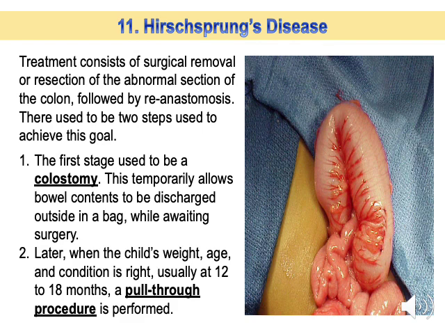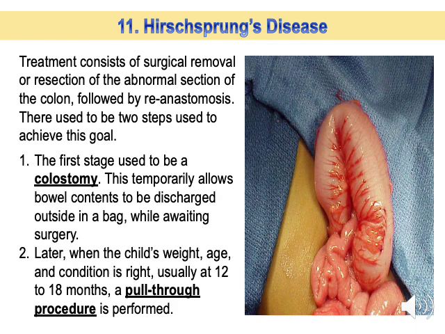Treatment consists of surgical removal or resection of the abnormal section of the colon, followed by reanastomosis. There are 2 steps to achieve this goal. First stage is through a colostomy. This temporarily allows bowel contents to be discharged outside in a bag while awaiting surgery. With colostomy, the large intestine is cut off and an opening is made through the abdomen. Again, this allows the bowel contents to be discharged into a bag.